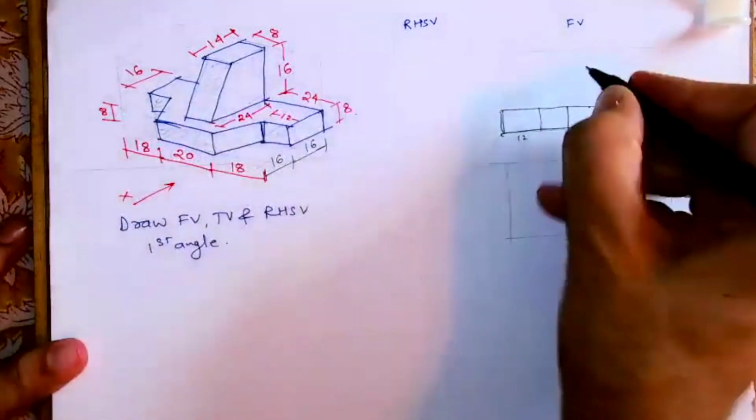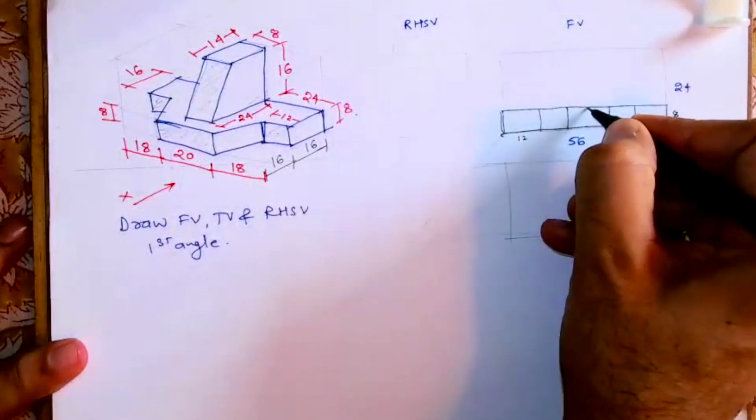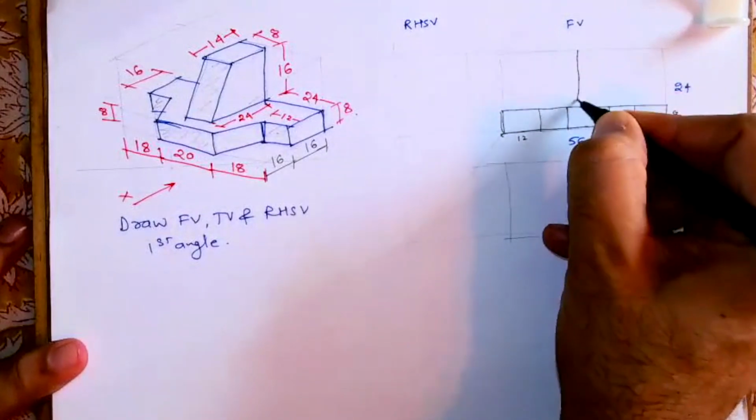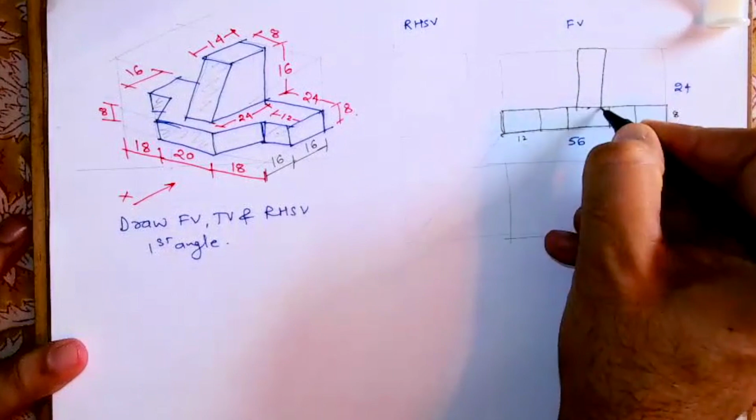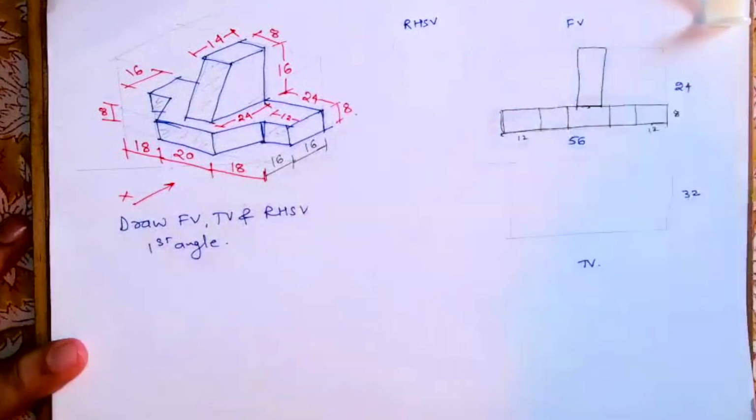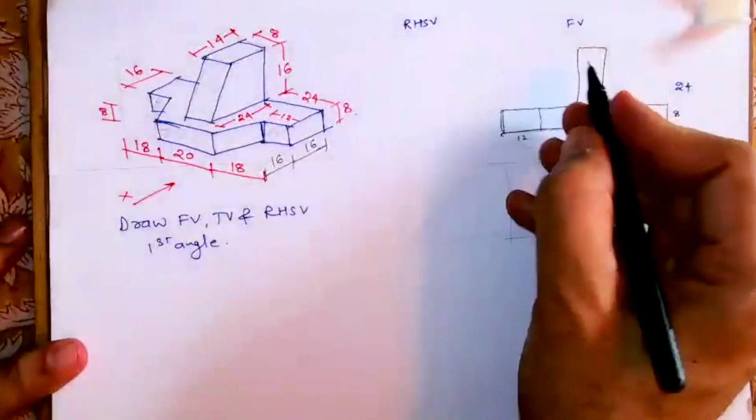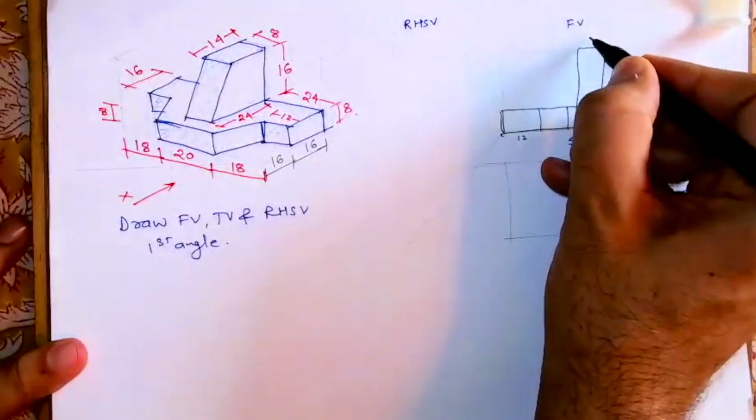And then we have this. So from center point, we can take 4, 4. And I can draw this also. So this is what you will see in front view. In front view, it will look like this. This is 8.